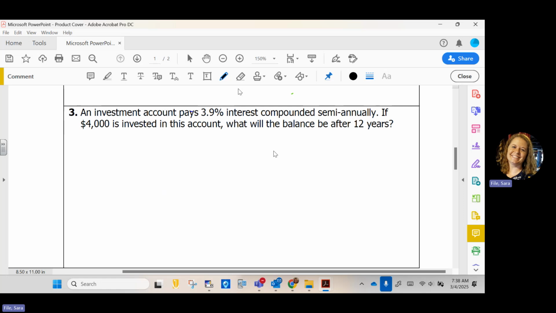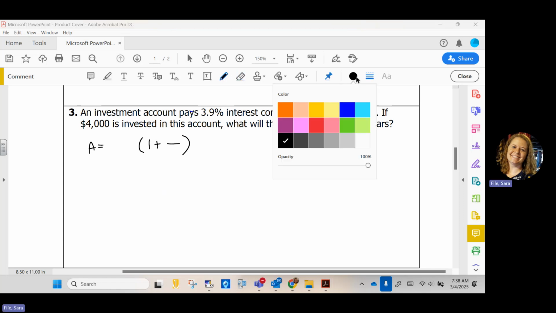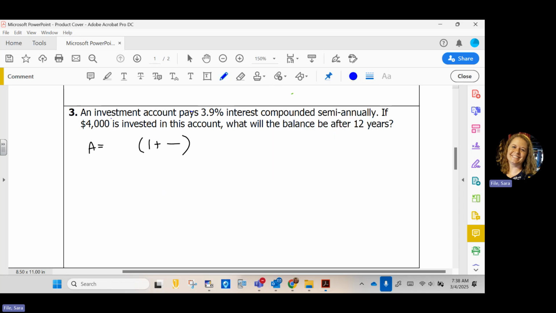All right, an investment account pays 3.5% interest compounded semi-annually. If 4,000 is invested into this account, what will be the balance after 12 years? Okay, so let's write it out. All right, so initial amount is 4,000 is invested. So that's my P, my principal.